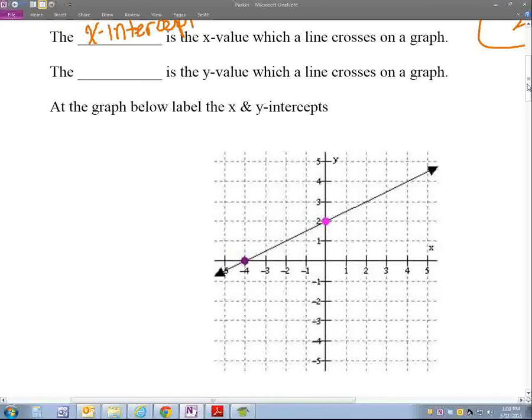And naturally, what do you think is going to be this next one? Y-intercept. The Y-intercept is the Y value in which the line crosses on the graph.